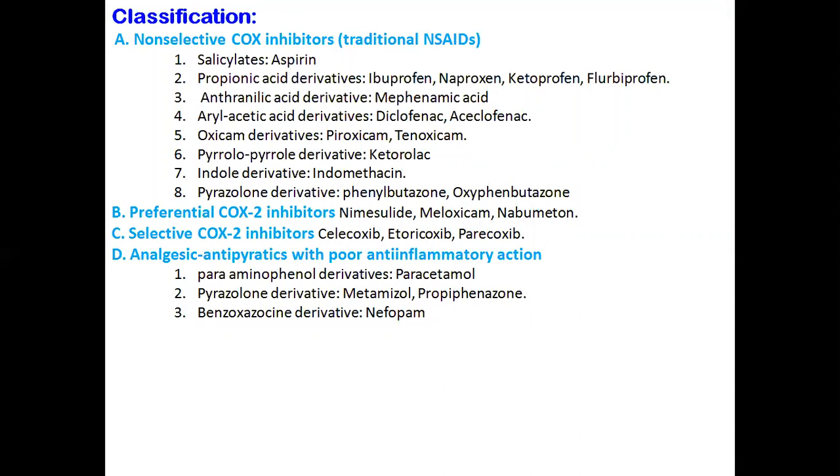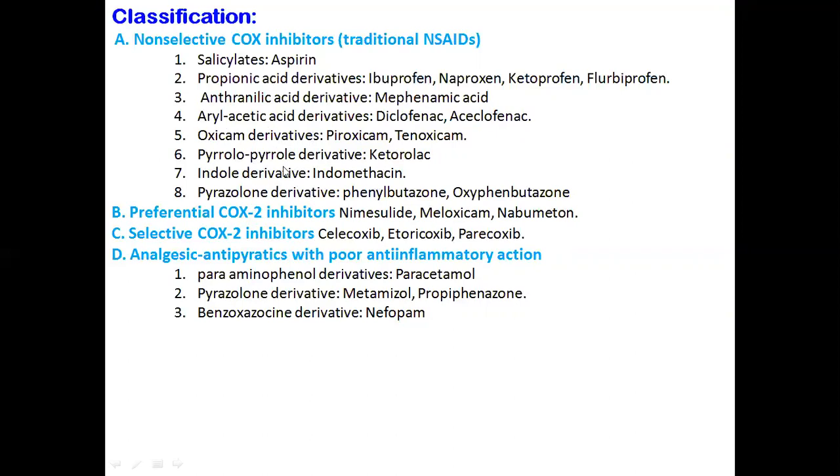Now, this slide contains the chemical classification of NSAIDs. Chemically, NSAIDs are broadly classified into four groups. We can see non-selective COX inhibitors, which are basically the traditional NSAIDs. In this group, there are a total of 8 subtypes, which you can see enlisted. Aspirin, ibuprofen, diclofenac, these are all non-selective COX inhibitor type NSAIDs.